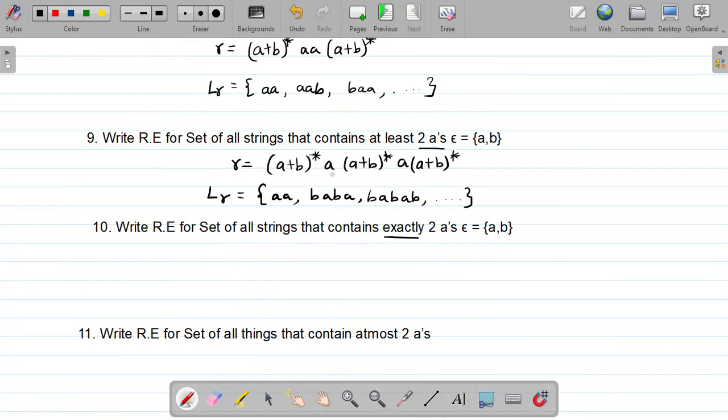Why have we chosen A separately? So that it will take care of those two A's when all others are epsilon. Here we are having exactly two A's. So we cannot have (A plus B) the whole star, but we can have B star dot A dot B star dot A dot B star. So this will give us exactly two A's.